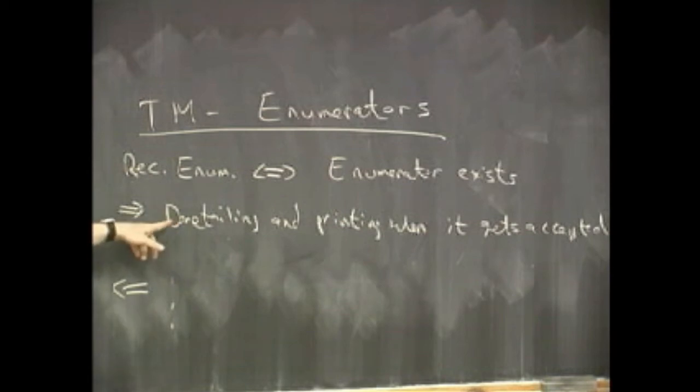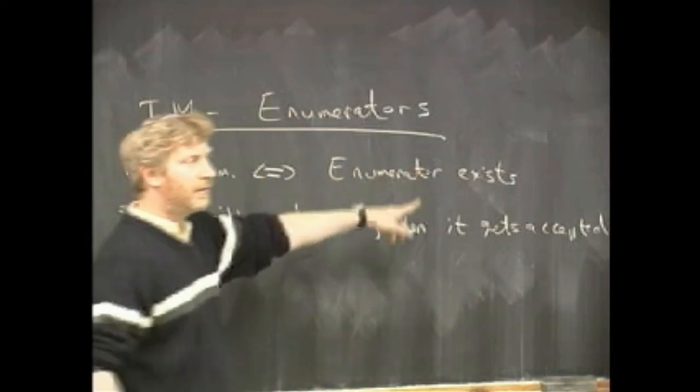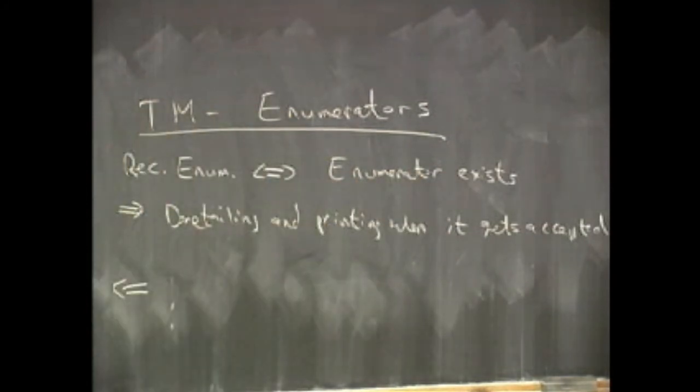This was the harder side, Chris Walker. Let's do the easier side. Somebody gives you an enumerator. It spits out strings one at a time, with a pound sign in between each one. How do you come up with an accepting, a recognizing machine?